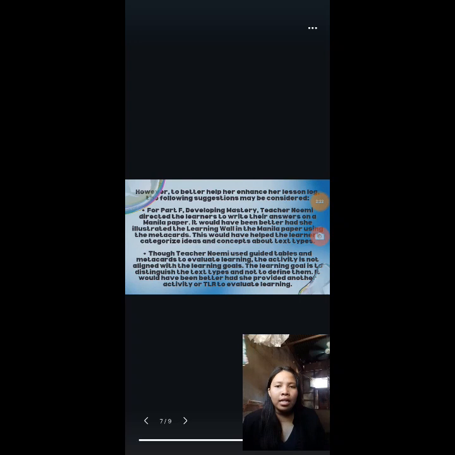The second is that Teacher Nomi used guide tables and meta cards to evaluate learners. The activity is not aligned with the learning goals. The learning goal is to discuss the text type and not to define them. It would have been better had she provided another activity, or TLR, to evaluate the learners.